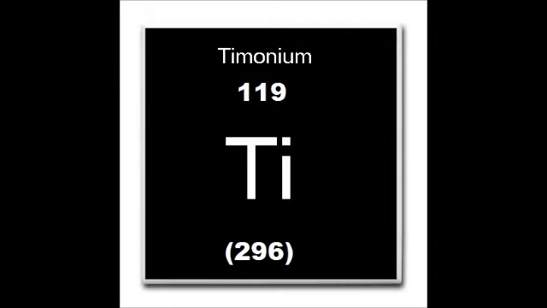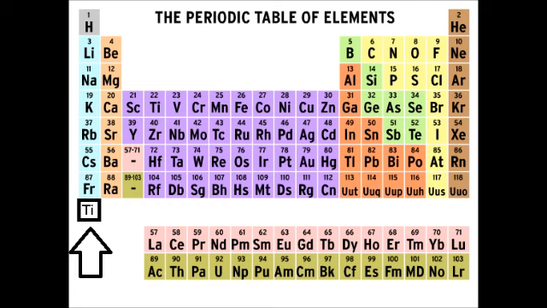Timonium would be an alkali metal. Its physical properties would be silvery and soft. Some of its chemical properties would be highly reactive, and with oxygen it would corrode. This is where timonium would be placed on the periodic table.